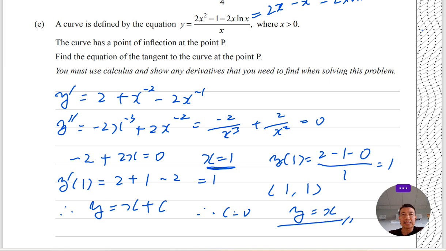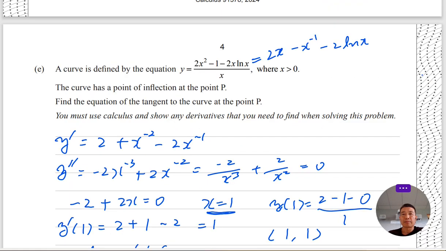Find the equation of the tangent to the curve at the point P. So what that means is you have to find the point P, and then you find the tangent at the point P. So first of all, I changed this into there because it's easier. You have to differentiate. Product rule is easier than quotient rule, right? And this is not even product rule. It's easier. Just use a power rule to differentiate.